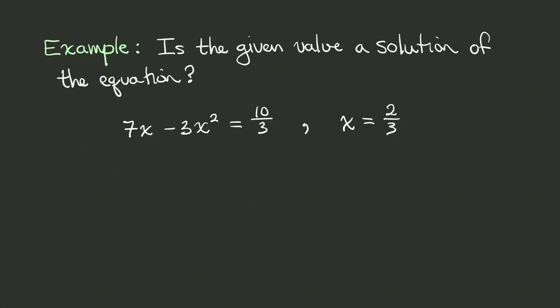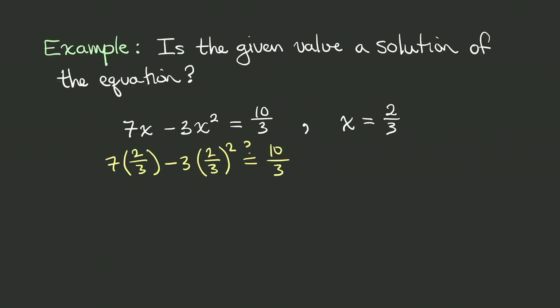In this example, we're supposed to check to see if x equals 2/3 is a solution to the equation 7x minus 3x squared equals 10/3. In order to check this, we'll plug in 2/3 anywhere we see an x in the equation. So we'll have 7 times 2/3 minus 3 times 2/3 squared. And we're checking to see if that's equal to 10/3.